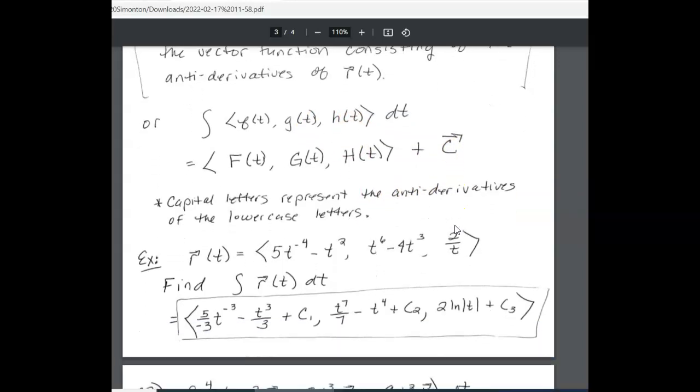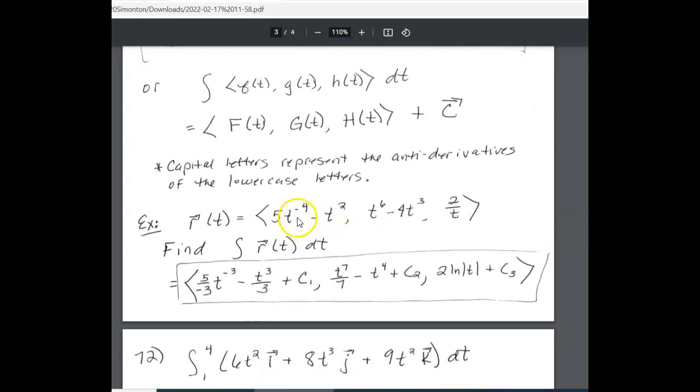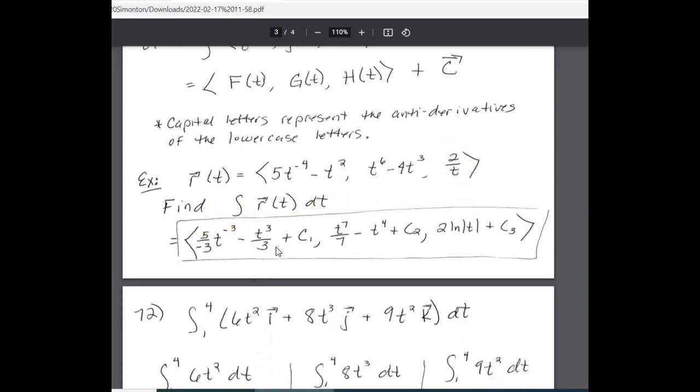So how would that work on an example? Let's try this one: 5t to the negative 4th minus t squared, t to the 6th minus 4t cubed, and then 2 over t. We want to find the antiderivative of that vector, so we're going to get another vector. We're just going to take the antiderivative of each part, and notice here it says plus c. If this vector c had components c1, c2, c3, we would be adding those, so we would just use our vector addition rule. I'm just going to do that here as I go.